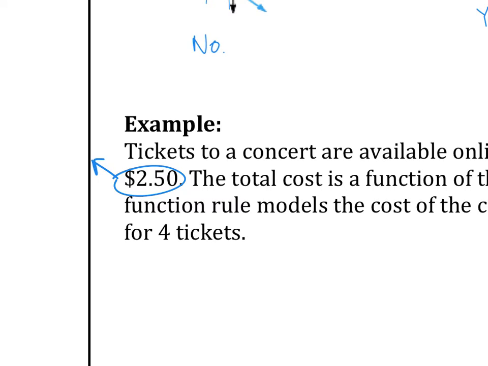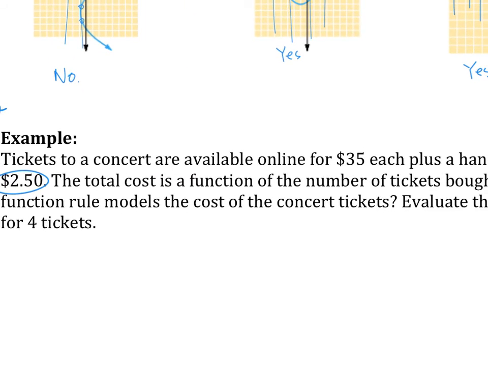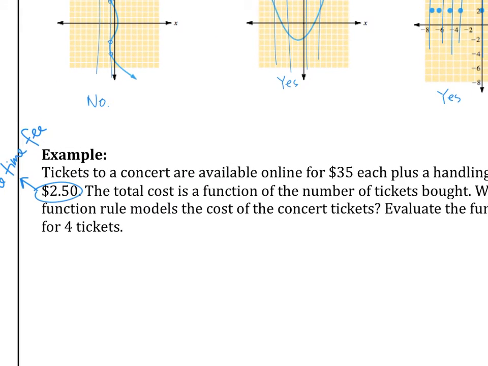So it's not like every ticket is $2.50 more. It's just like one single sale, and at the end they add a $2.50. So they're very nice. So if you buy 10 tickets, it's still just one $2.50. If you buy 1 ticket, it's still just one $2.50 handling fee. Okay, so one-time fee. Okay, so each ticket is going to cost $35, and then at the end you pay a $2.50 handling fee.